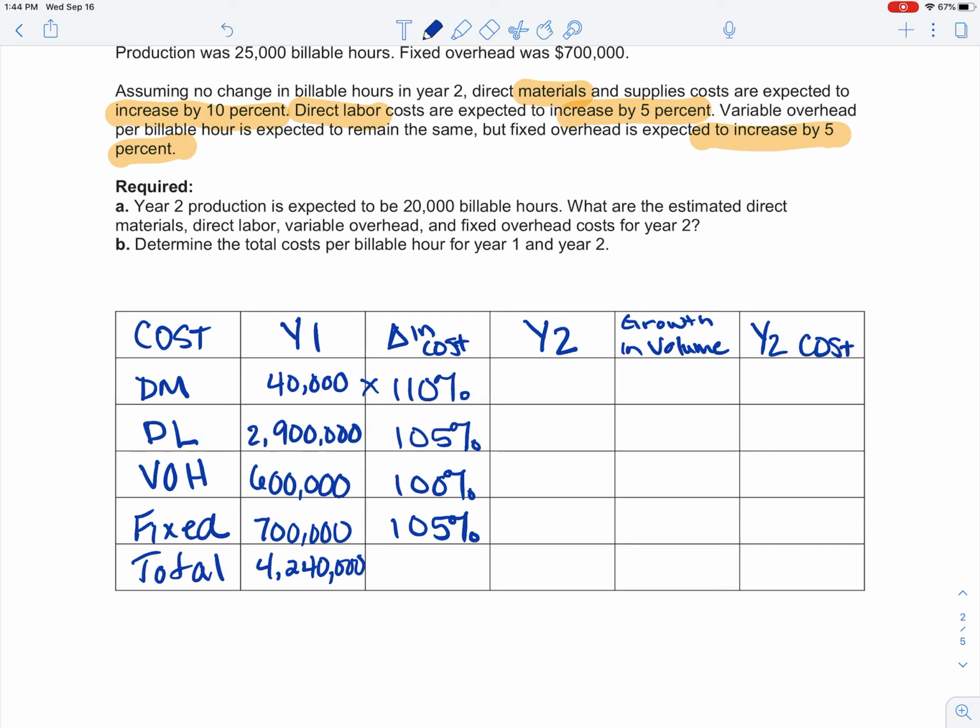All I'm going to do is multiply this out to get what my year two cost would be. So that's 44,345. 600,000 because that doesn't change, and 735. Now remember, this is year two cost based on that 25,000 billable hours. But we know that year two production is only looking at 20,000 hours. So we have to reflect that change.